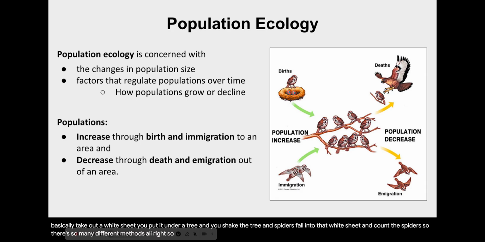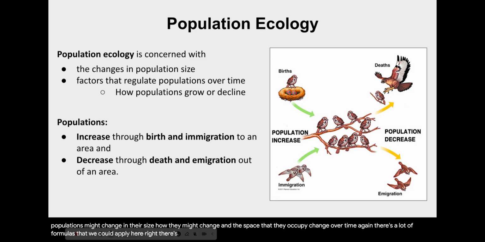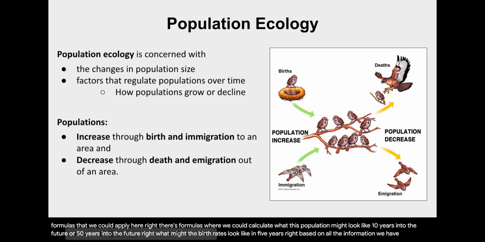All right, so we have to track these animals so we can learn about the population. We can see how populations might change in their size, how they might change in the space that they occupy, and how they might change over time. Again, there are a lot of formulas that we could apply here. There are formulas where we could calculate what this population might look like 10 years into the future, or 50 years into the future. What might the birth rates look like in 5 years, based on all the information we have now?